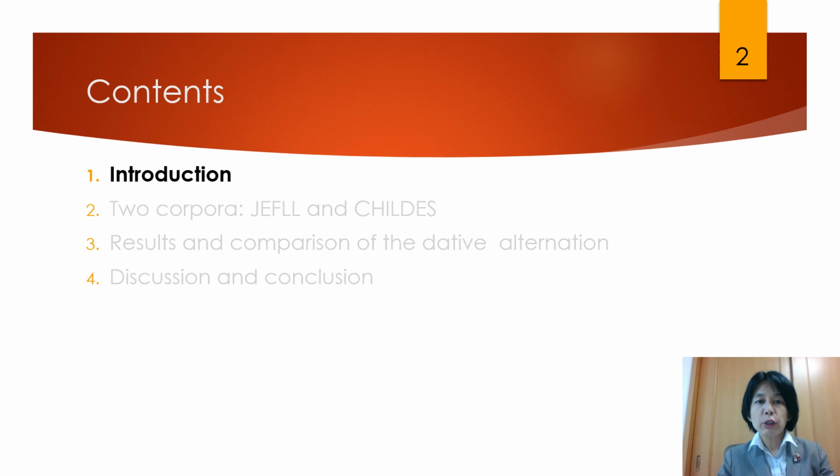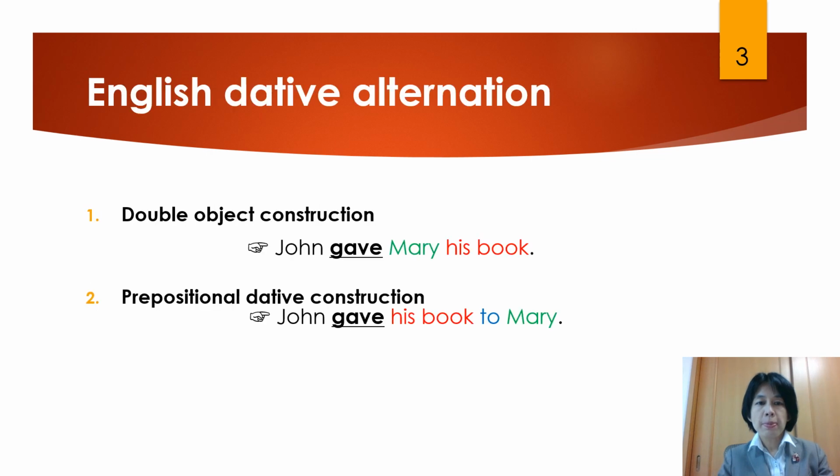Today, I'm going to talk about the English dative alternation produced by Japanese EFL learners and L1 English-speaking children. The term dative alternation is used to refer to the alternation between a double object construction and a prepositional dative construction. Look at the examples, please.